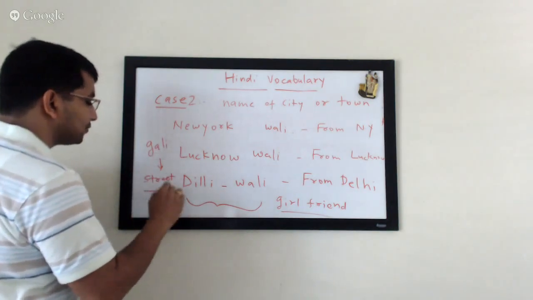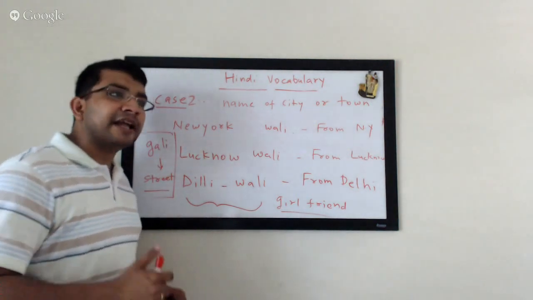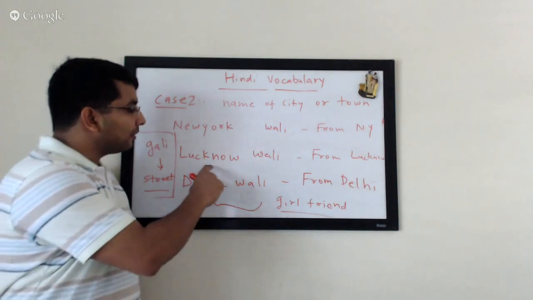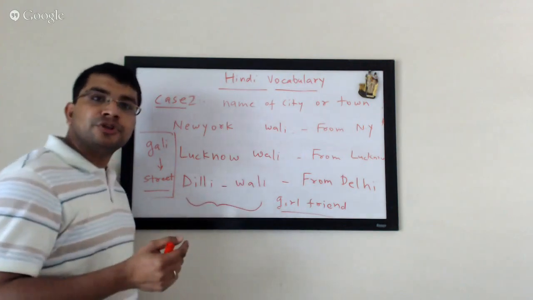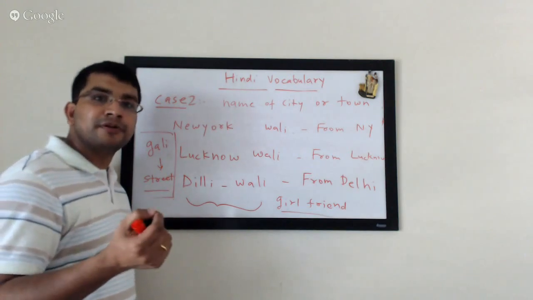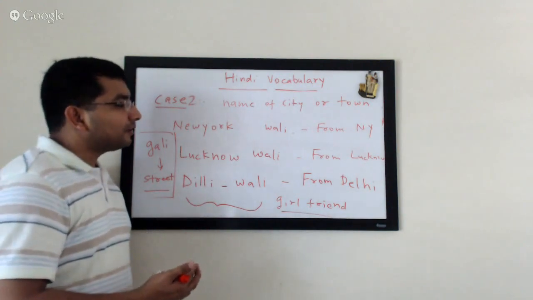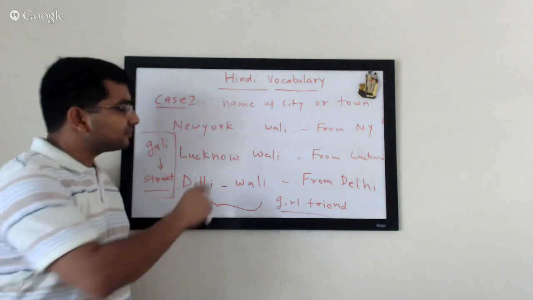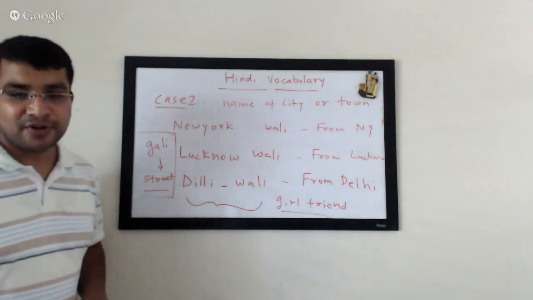Right? So start using it. People also use it if they like a particular object from a particular place, like Lucknow Wali Jutiyan. Jutiyan refers to shoes which women wear, right? So they're very famous if they are from Lucknow, right? So it can also be used to identify a particular object which is famous in town, right? So that's case number two.